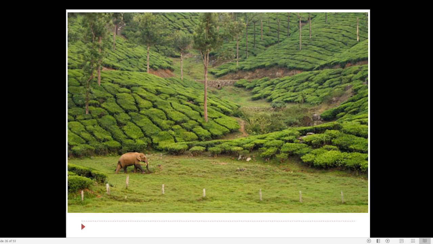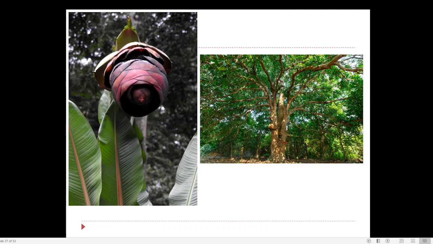Sometimes we don't have elephant traces. So these kinds of problems are there now. Then this is another type of banana. These are wild varieties of banana, no, it's not banana, some other thing. Then wild varieties of different types of plants are here.